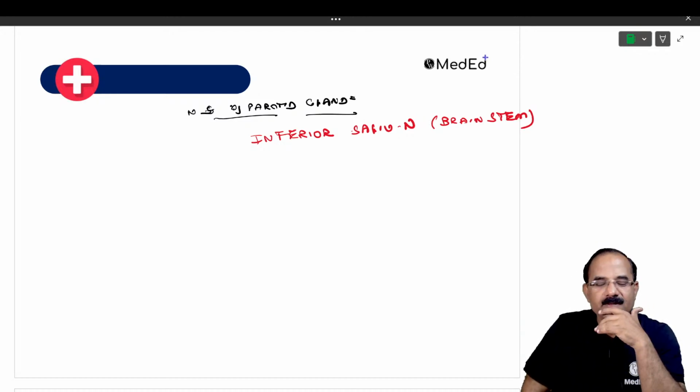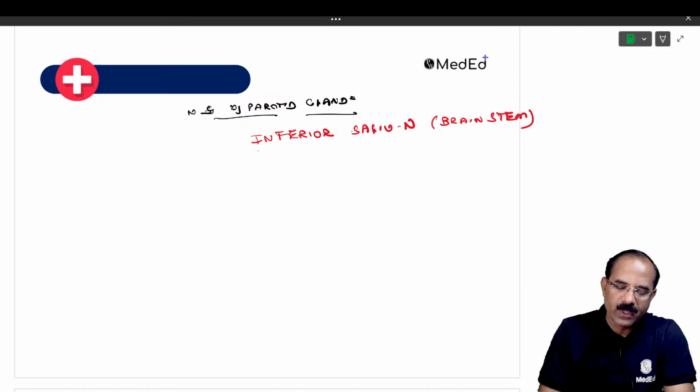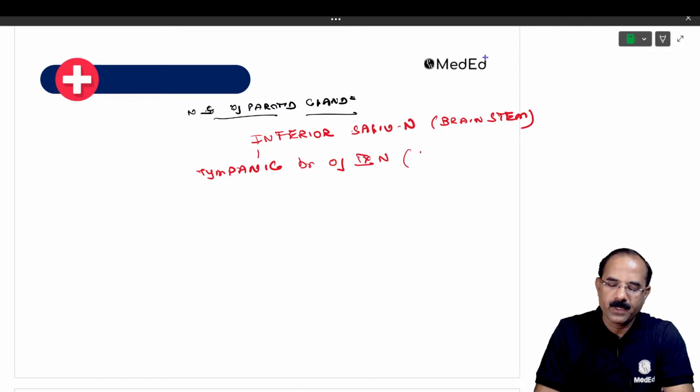Now you'll understand this. So inferior salivatory nucleus. Then we have the tympanic branch of glossopharyngeal nerve, and this tympanic branch of glossopharyngeal nerve is known as Jacobson's nerve.